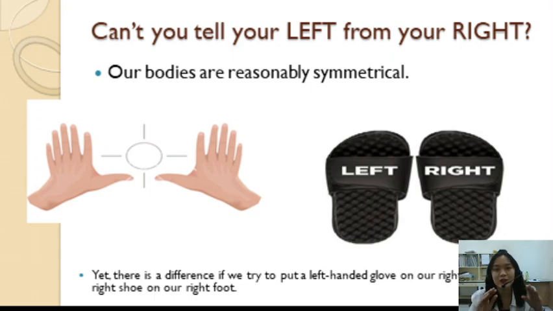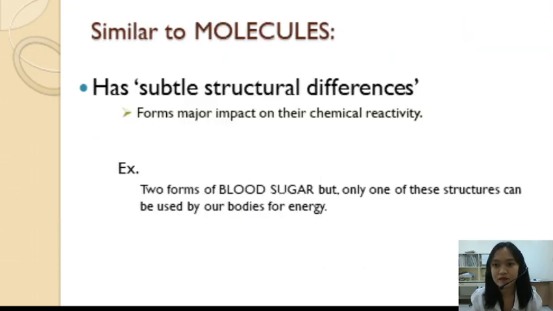Yan yung pinadaling explanation, no, kung para saan ba ang ating topic na stereoisomers. It attempts to define the subtle differences in structures of biomolecules. Okay. So, similar to molecules, it has subtle structural differences. These subtle structural differences form a major impact on their chemical reactivity. So, ano example natin dyan?